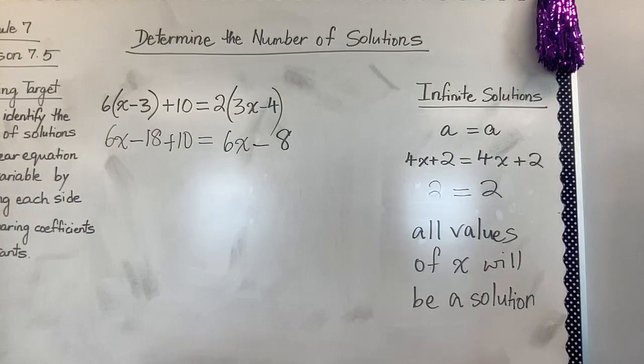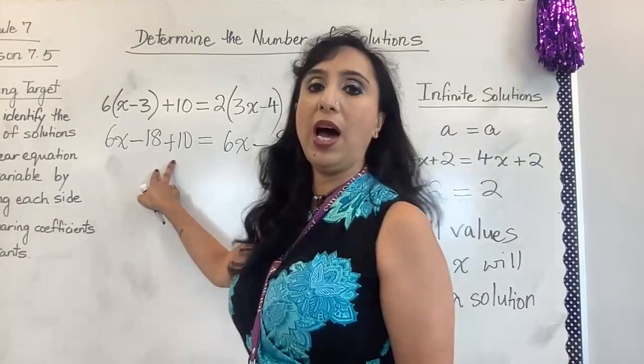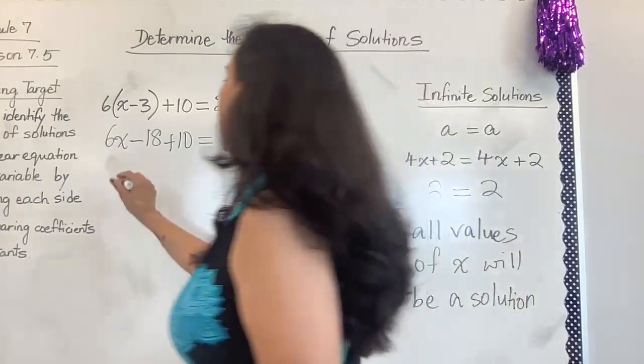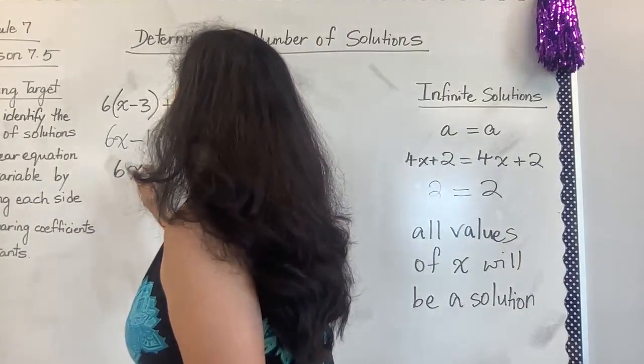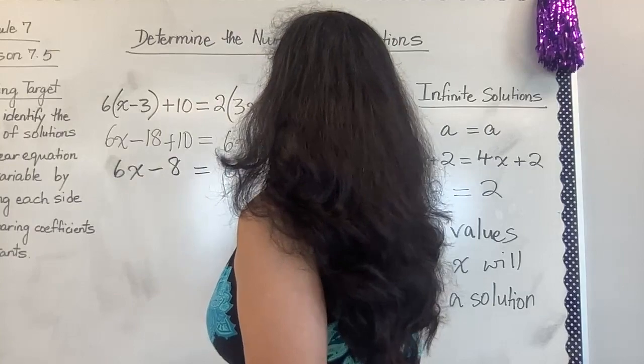Okay, so now when I look at this, I have 6x, and then I have minus 18 plus 10, and so that gives me opposite signs. So I am going to subtract the absolute values, and I end up with 6x minus 8 is equal to 6x minus 8.